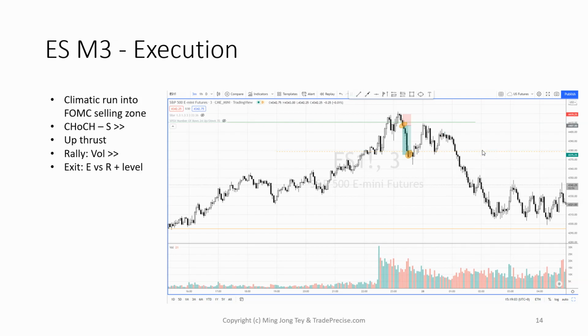So that is a very short-term trade. Day trading, just hold it for maybe 20-30 minutes. So I think this is quite a nice and straightforward trade.